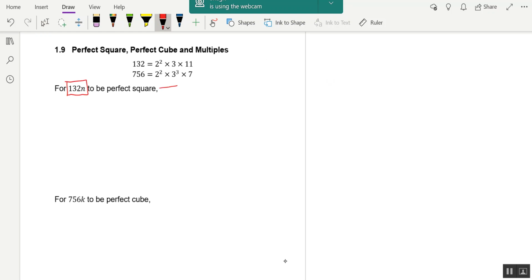The important concept you need to know is this: perfect square means all the prime factors have powers that are multiples of 2. Because to be a perfect square means after you square root, you get a very nice number. Things like 4 is a perfect square. Why? Because when you square root 4, it equals 2. 16 is a perfect square. Why? Because when you square root 16, it equals 4. All these are called perfect squares.